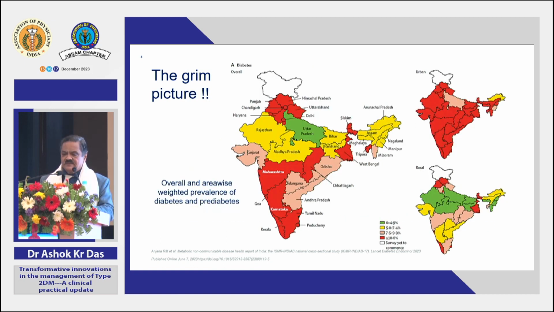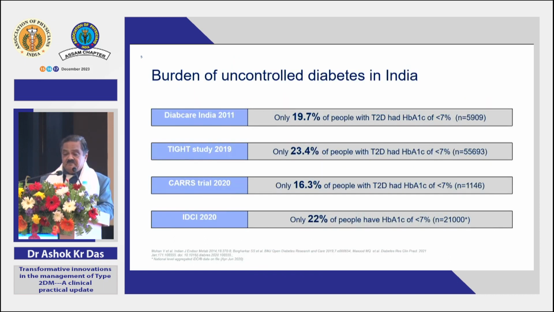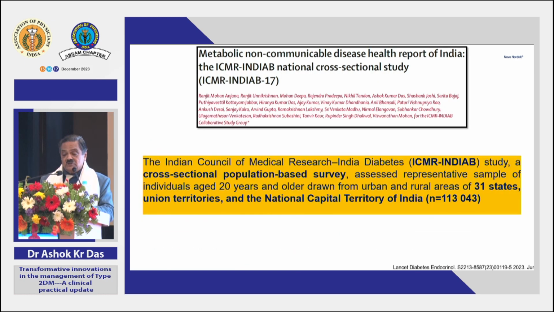Dear friends, this is a grim picture of diabetes. You can see the red ones, which have a percentage above 10%. And you can see the areas which have even 30%, 24%: Kerala, Pondicherry, Tripura, and parts of the country, almost 24-30%, the grim picture. Dear friends, but what is most important is the burden of uncontrolled diabetes. To make a long story short, we have between 16 to 23% diabetics who are controlled, rest are all uncontrolled.